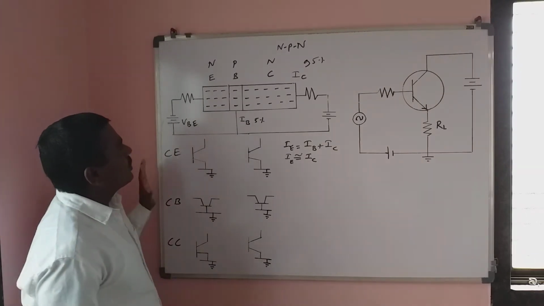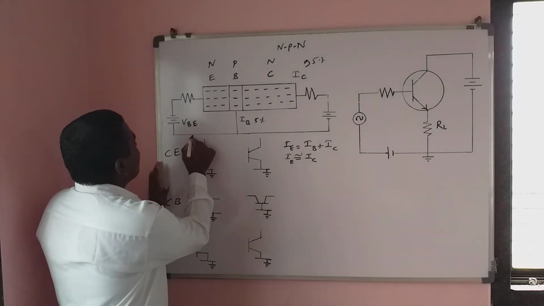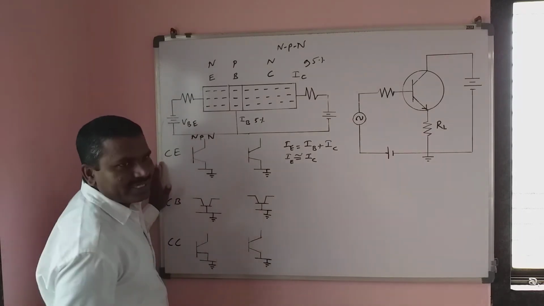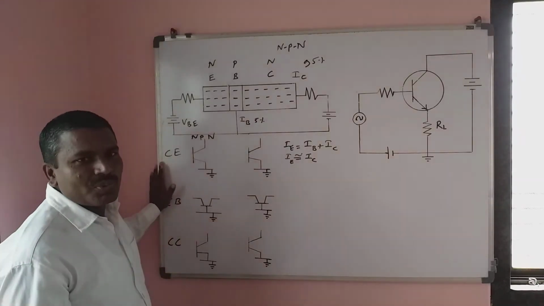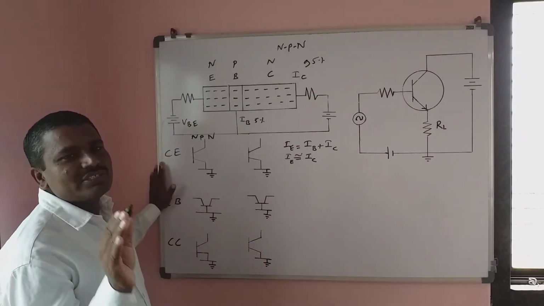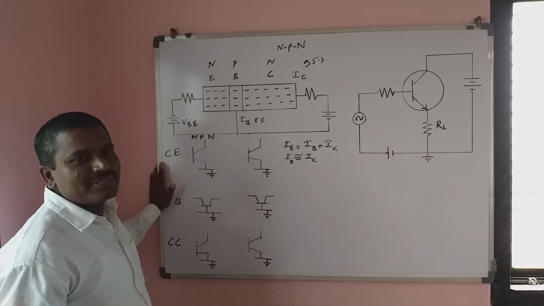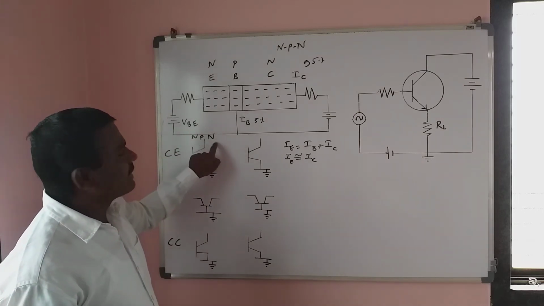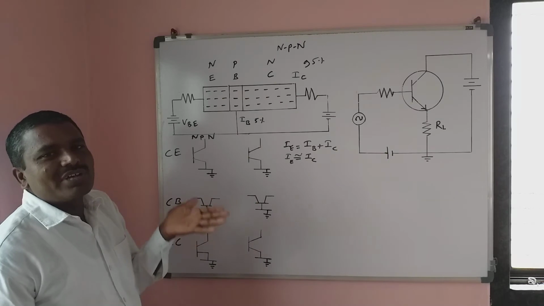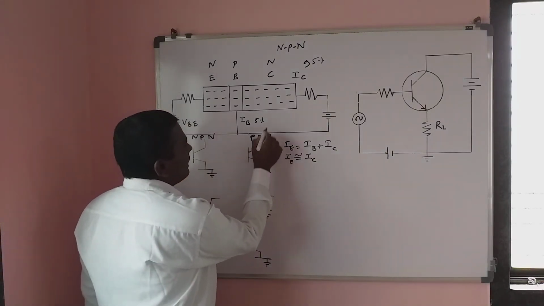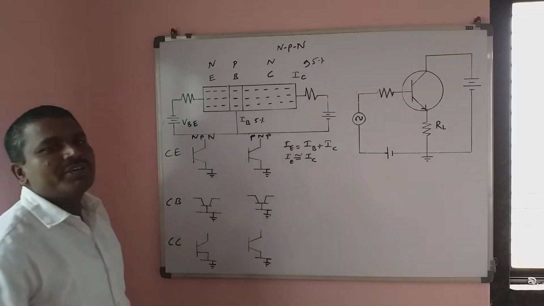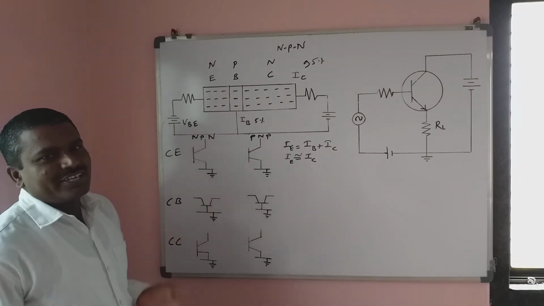There are two transistors. One is the NPN transistor. Suppose we consider the NPN transistor. Always remember that the emitter arrow points towards the N terminal. That means if we consider NPN, then the emitter arrow always points in the outward direction. When we consider PNP, the emitter arrow always points in the inward direction.